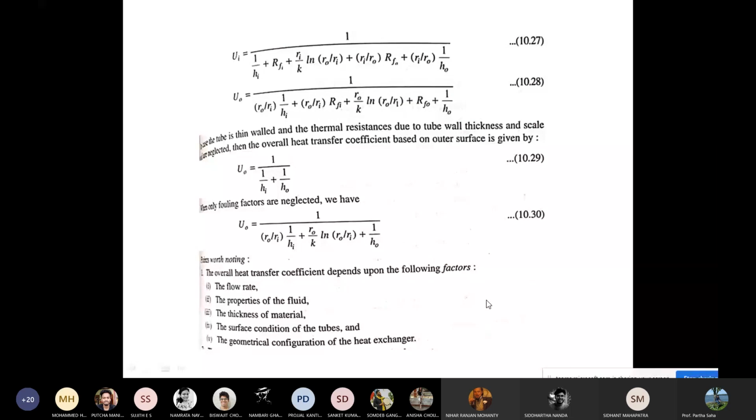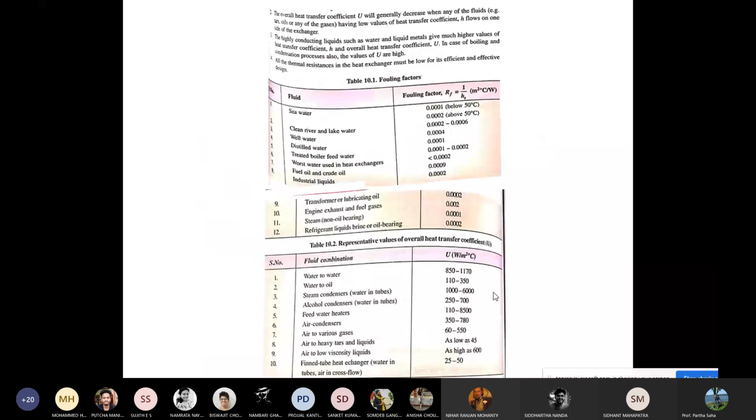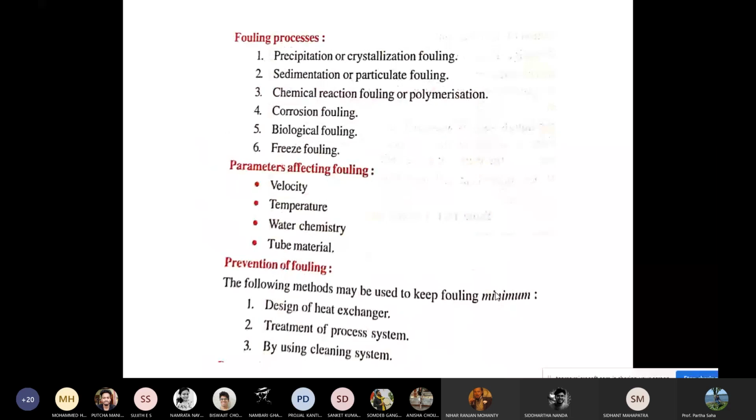Now, the overall heat transfer coefficient depends upon the following factors: flow rate, properties of the fluid, thickness of the material, and geometrical configuration of the heat exchanger. Most important are the fouling processes. I don't want to go into details about fouling, but you should know that fouling occurs due to various reasons. The most important is corrosion fouling. Marine fouling happens on ship hulls, which is a huge industrial problem, known as biological fouling. Fish fouling is also there.